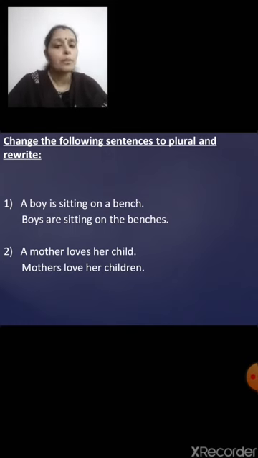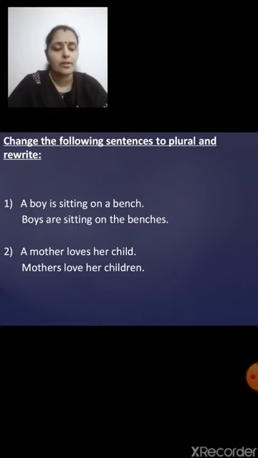So, in the plural form, boy will become boys. I will add S and it will become boys. And bench will become benches. The last two letters of bench is CH. So, I have to add ES. So, bench will become benches. So, boy becomes boys and bench becomes benches.